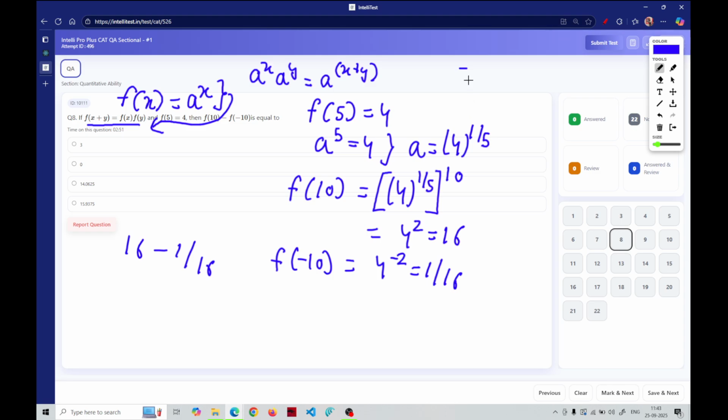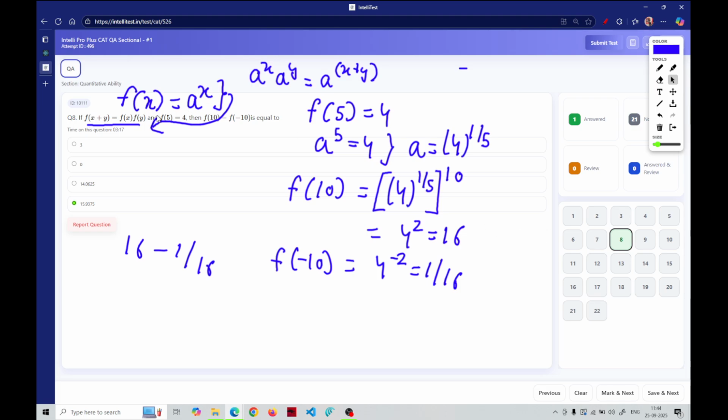Let's pull up the calculator here. Let's do pen. We will do 1 divided by 16, and then minus 16. So 15.9375. Yeah, we have the option. So this one is the option.